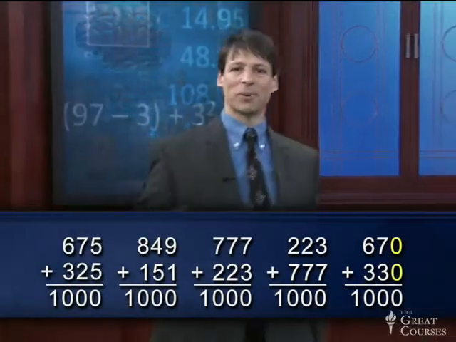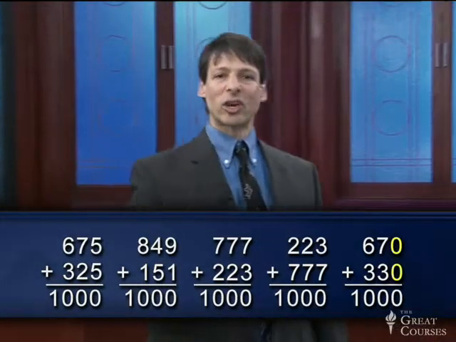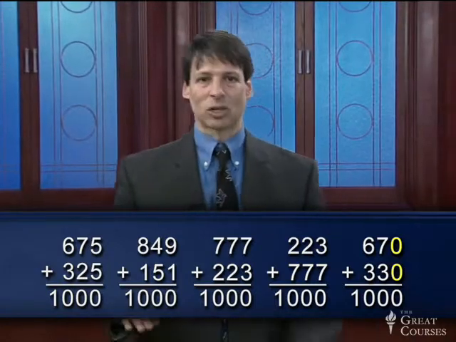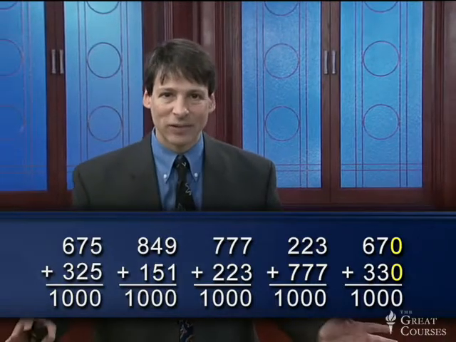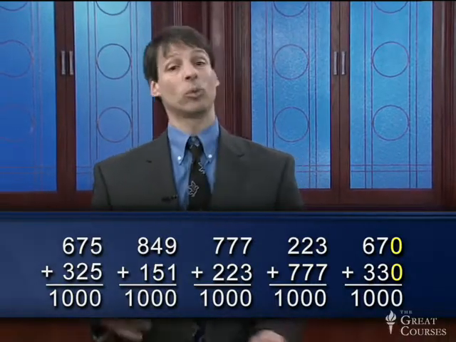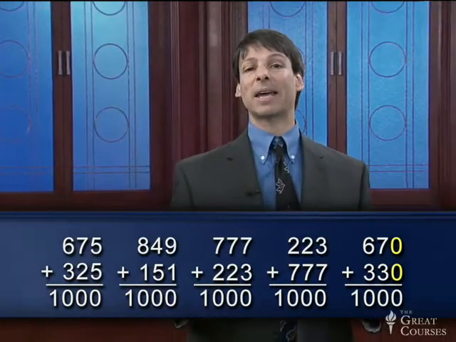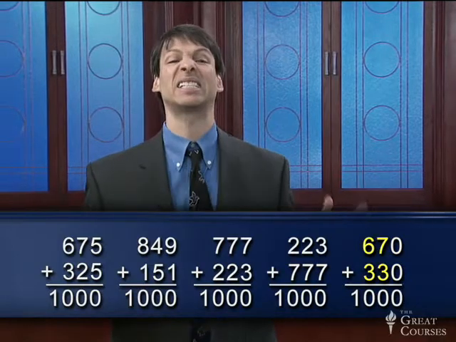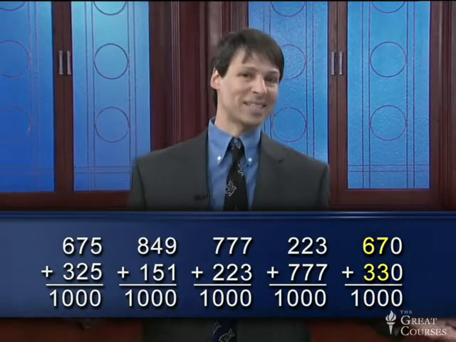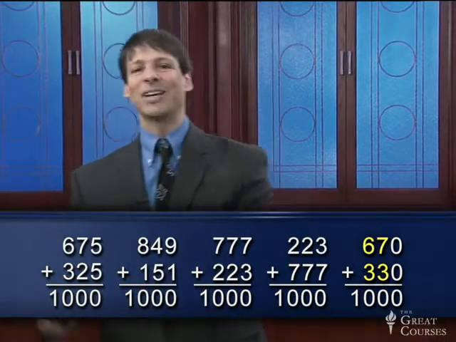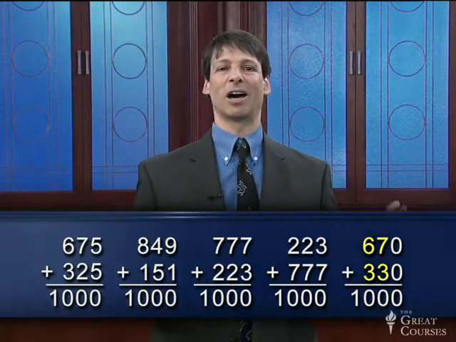If the original number ends in 0, then so will its complement. So with a problem like 670, the complement will also end in 0. And that's going to be preceded by the complement of 67. And the complement of 67 is 33, so that gives us a complement of 330.